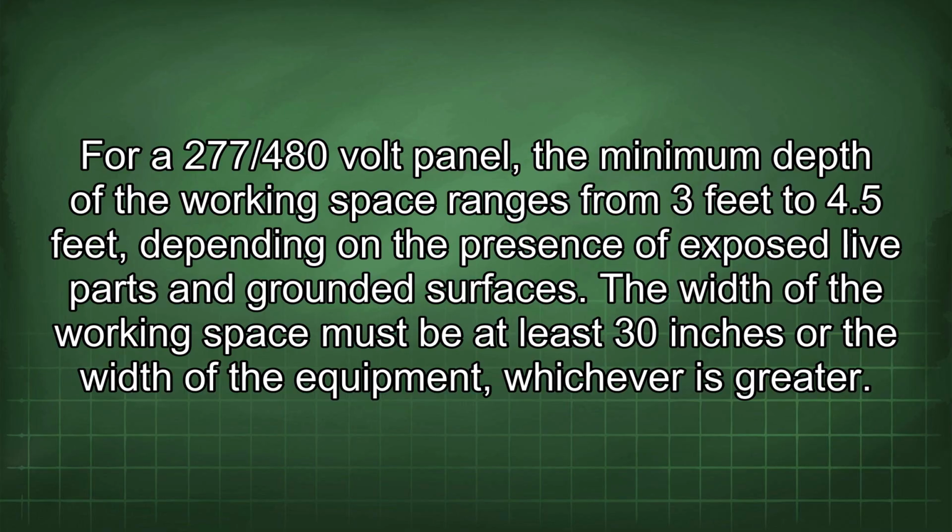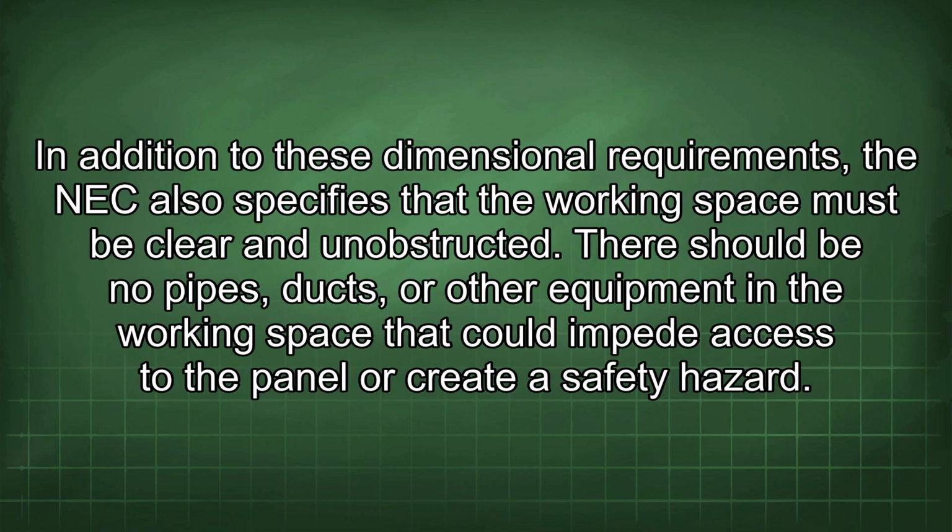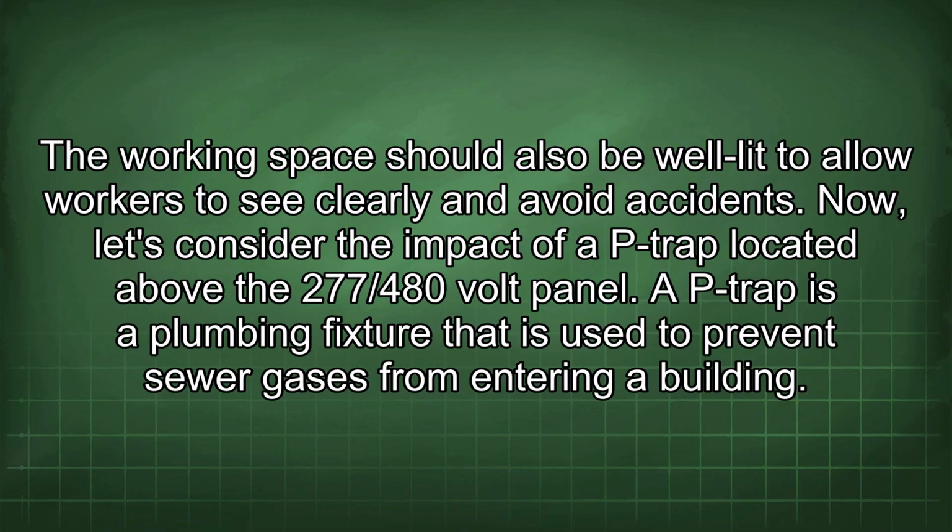The width of the working space must be at least 30 inches or the width of the equipment, whichever is greater. In addition to these dimensional requirements, the NEC also specifies that the working space must be clear and unobstructed. There should be no pipes, ducts, or other equipment in the working space that could impede access to the panel or create a safety hazard. The working space should also be well lit to allow workers to see clearly and avoid accidents.